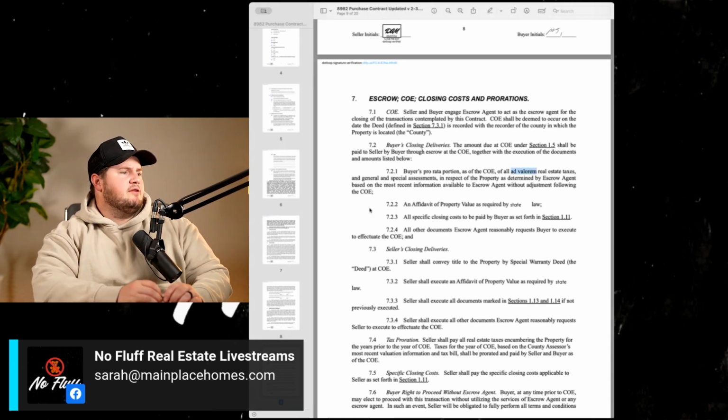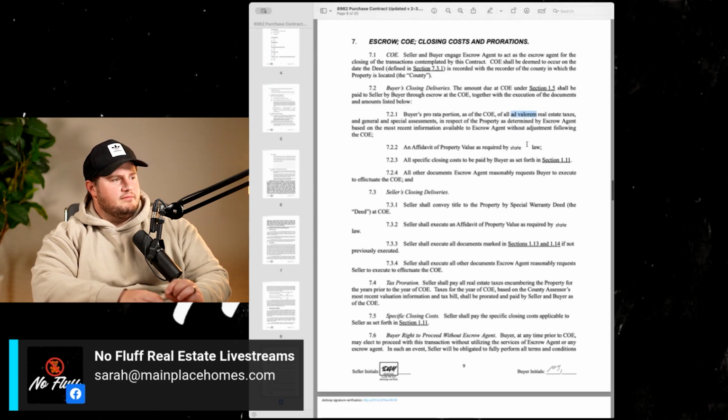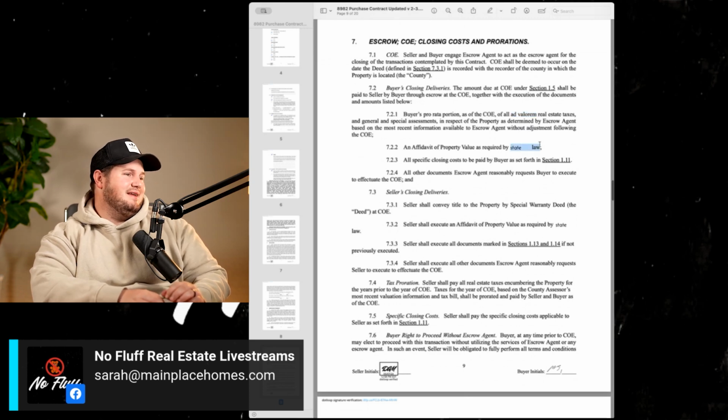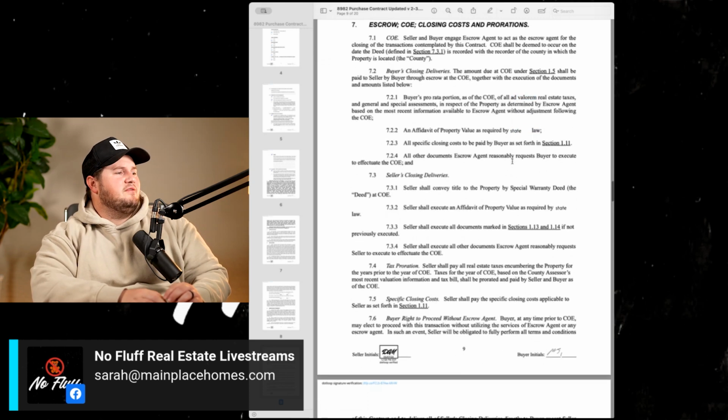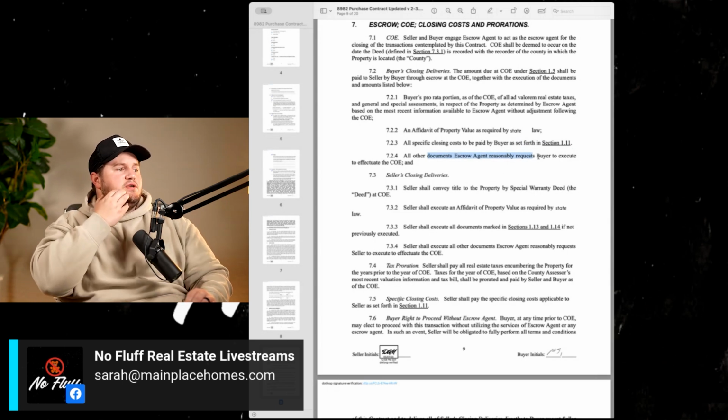Okay. An affidavit of property value, as required by state law. You can tell that we moved because we do all kinds of states. We just literally put state law here and it doesn't even have the same font, whatever. All specific closing costs to be paid by buyer as set forth above. All of the documents the escrow agent reasonably requests the buyer to execute to effectuate the close of escrow.